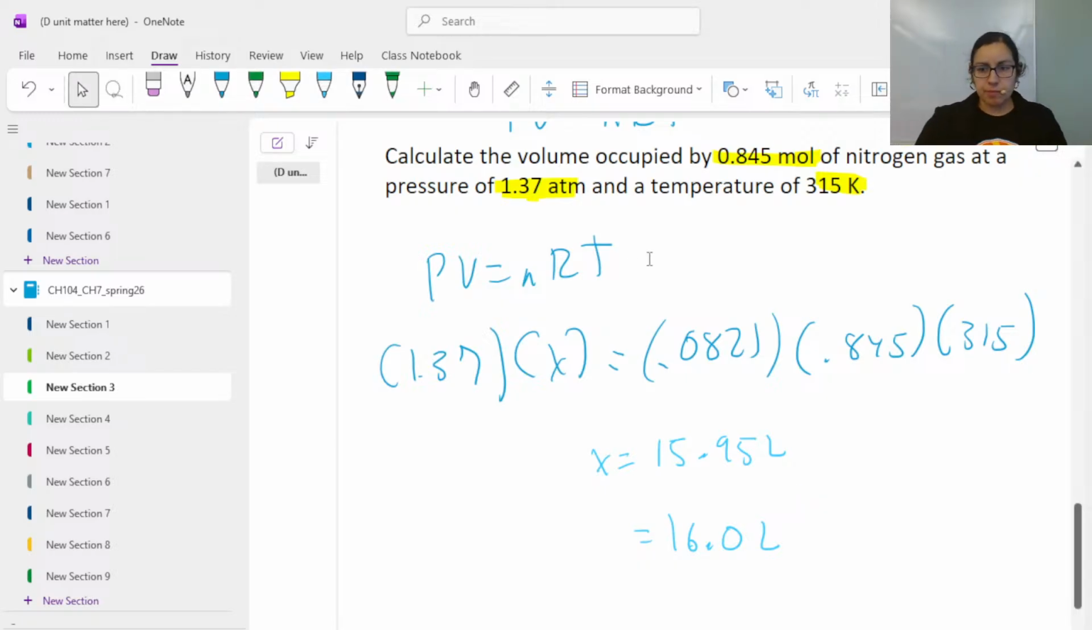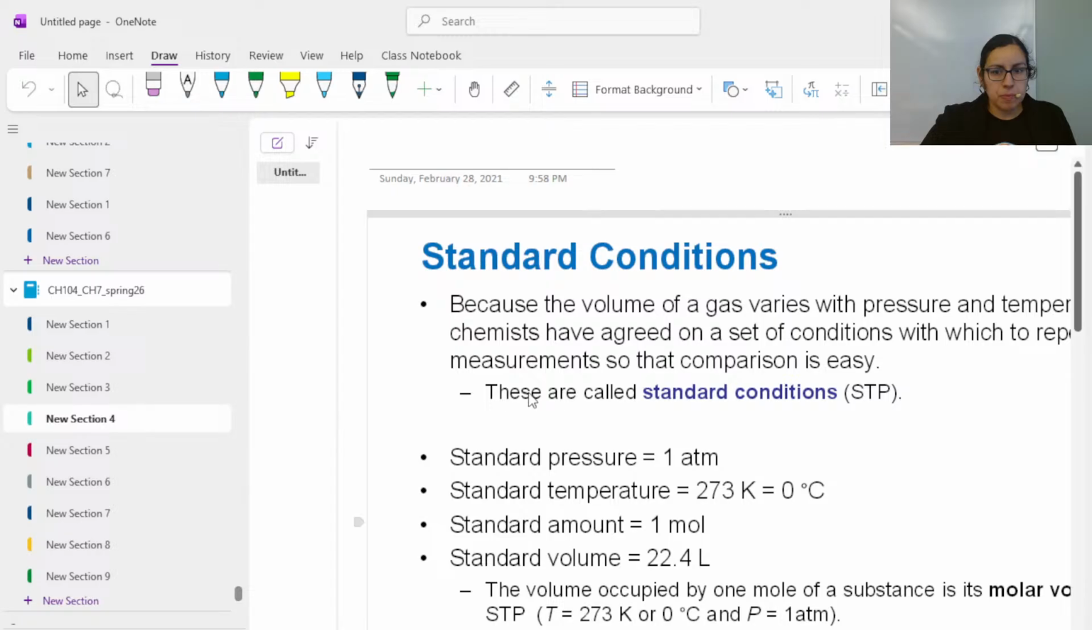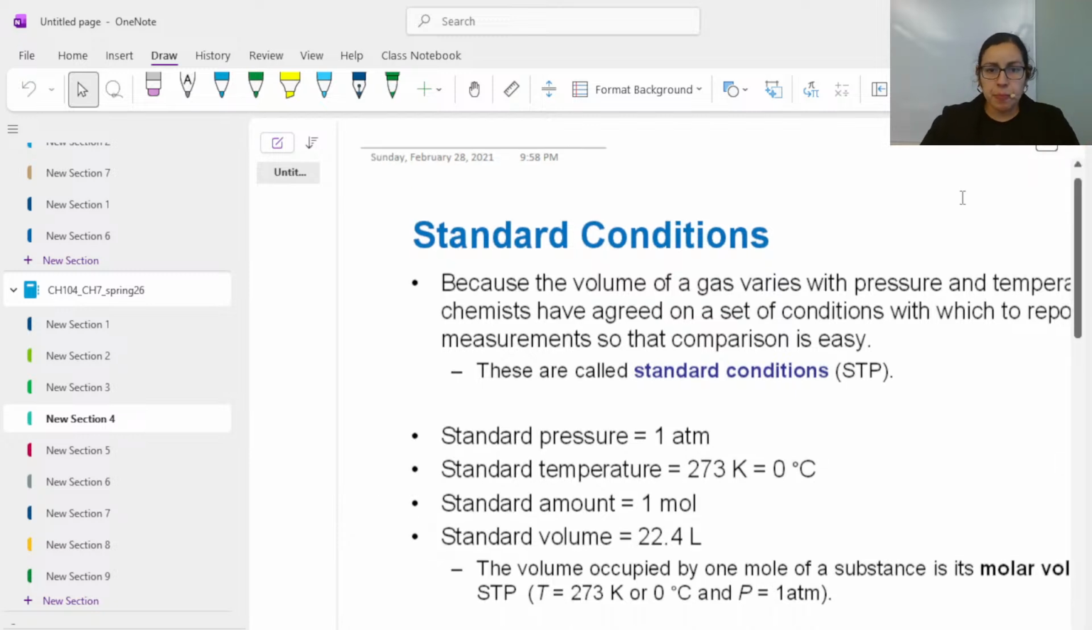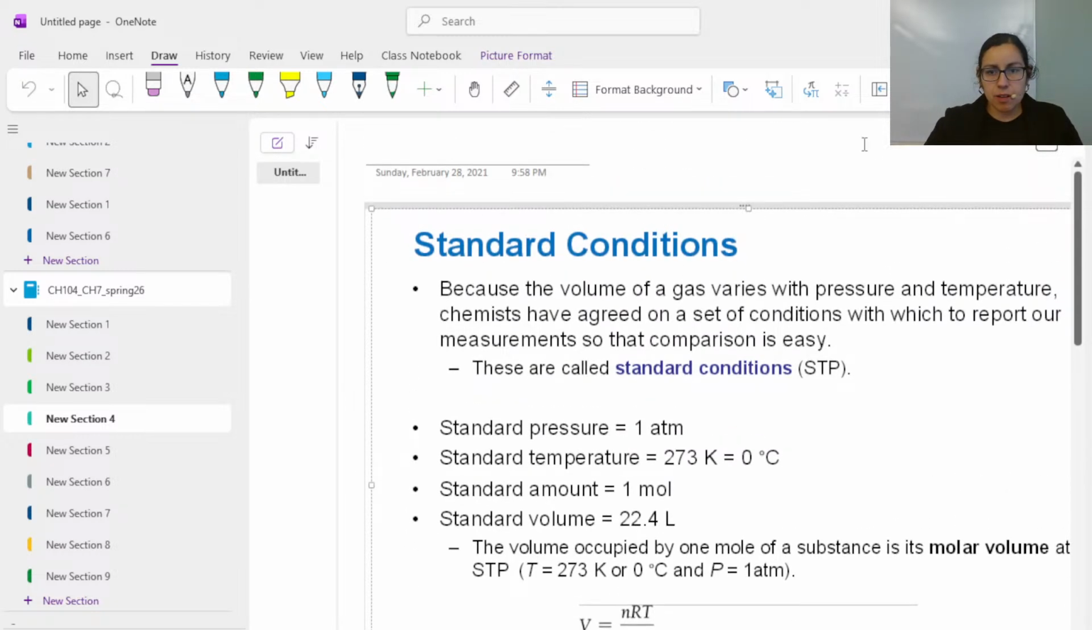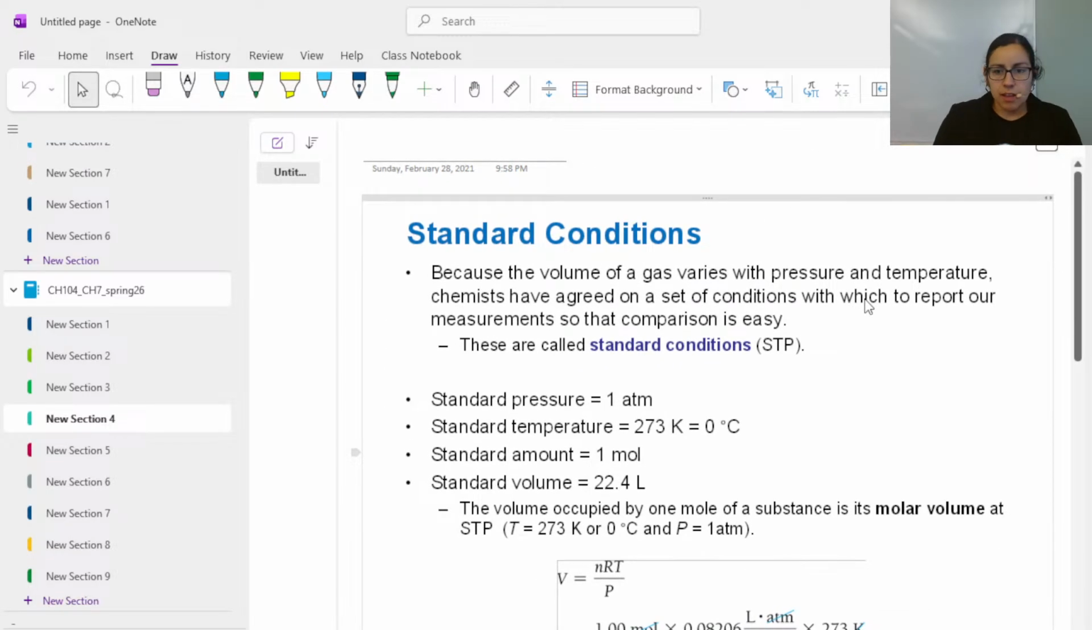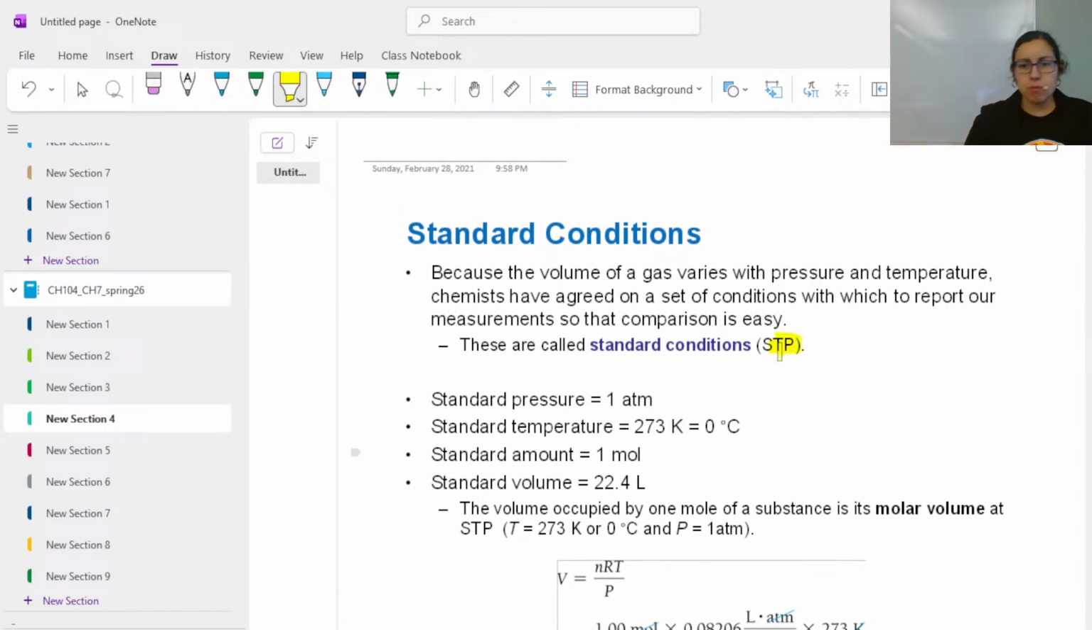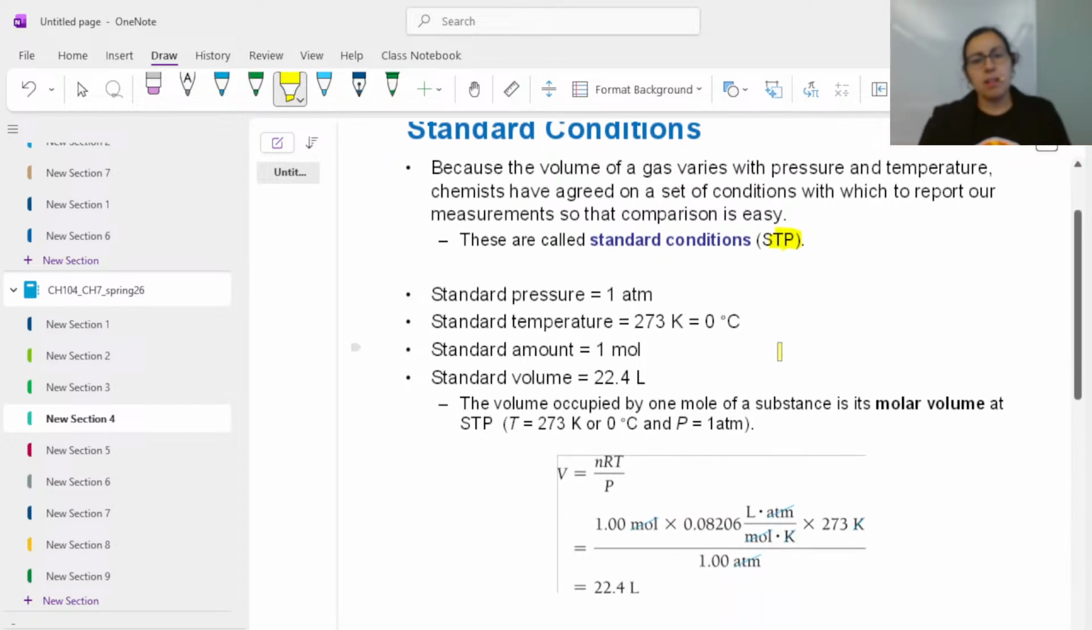All right, good. Questions on this one? All right, so this leads us to more of our relationships that'll be helpful. Now we have our standard conditions, commonly referred to as STP. You might see that in a paper, like, okay, we're just at STP. STP for our gas laws is 1 ATM, 0 degrees Celsius or 273 Kelvin, and 1 mole.